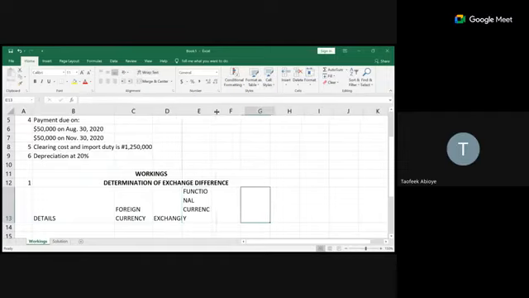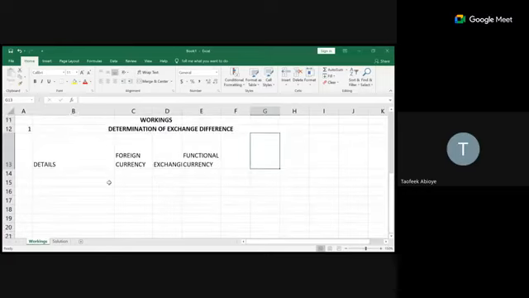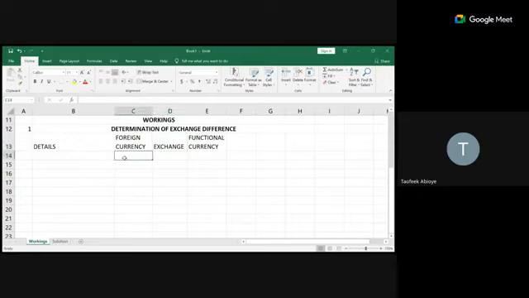We wrap it, and we can draw this so that our work will be at least neat. Now let's do it like this. Let's wrap this exchange too. Our foreign currency is dollars, right, while functional currency is naira. So now let's pick it one after the other.